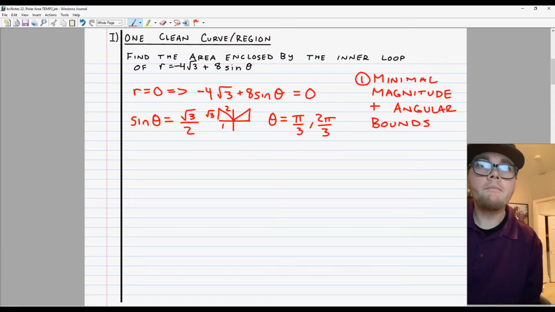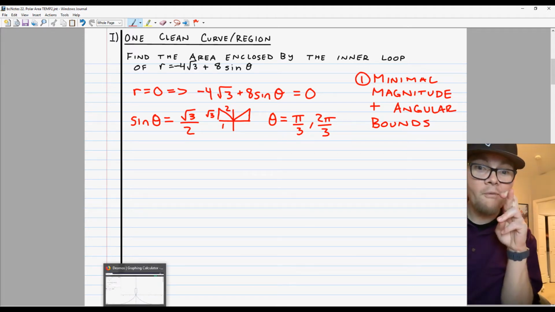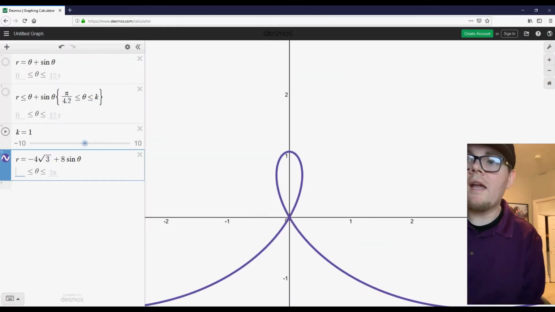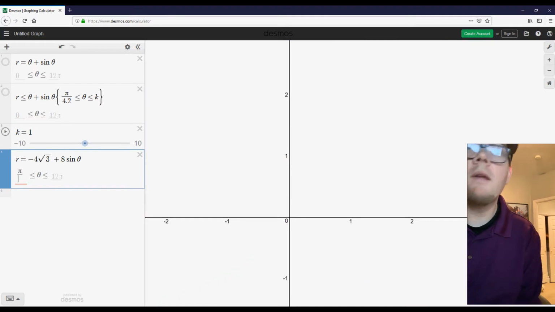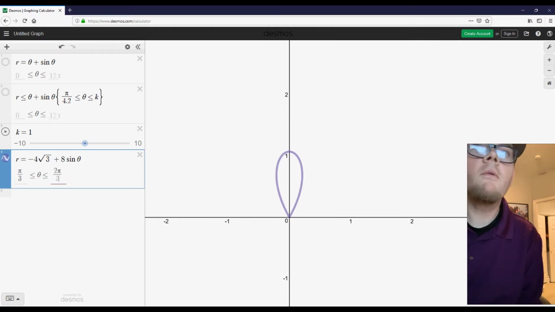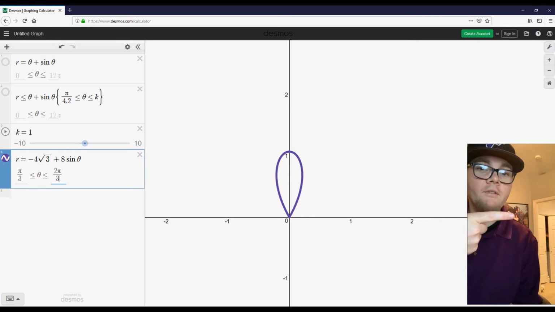But anyway, I'll use Desmos and just check to see. Does this look like the correct region? I don't actually know if Desmos will do this for me, but hopefully. So let's see. I'm going to take this in, and I only want to look at it from pi over 3 to 2 pi over 3. And look at that. Hopefully I'm pointing in the correct direction. That is definitely our little inner loop.